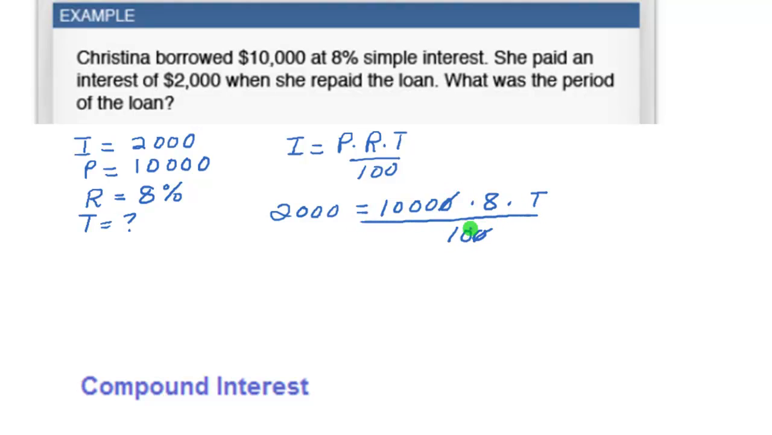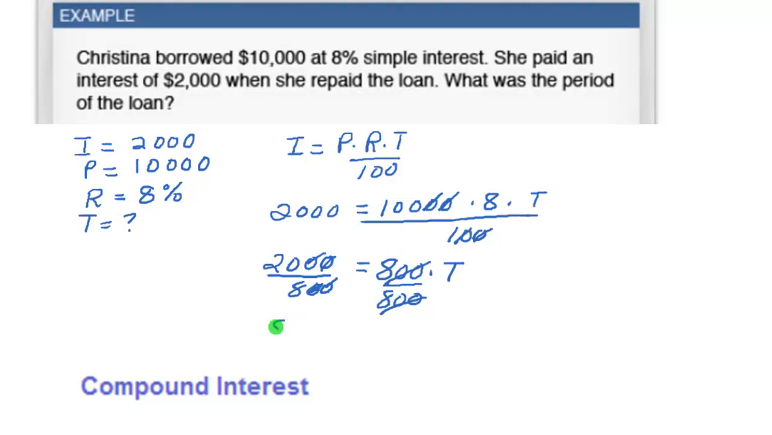Reducing the zeros here, we have 100 times 8, so 800 times T is equal to 2,000. And so we need to see what number we multiply 800 times to get 2,000. So let's divide by 800 so that we can figure out what the time is. Okay, then these will cancel. This will be a 1T.